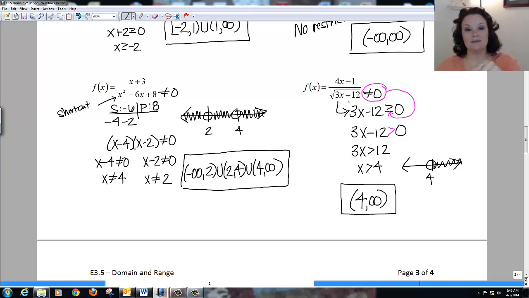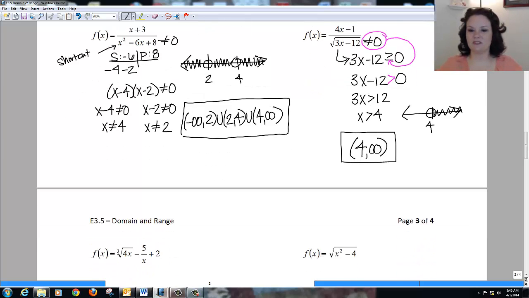Okay, and notice the reason we're not including 4 is, notice if I were to plug 4 back into my denominator, 3 times 4 is 12, minus 12 is 0, square root of 0 is 0. We can't have 0 in a denominator. So for this instance, because the radical was in the denominator, we do it strictly greater than 0 instead of greater than or equal to 0. Okay, that's the only time we use strictly greater than. If the radical is its own term or it's in the numerator, then we can include the 0.